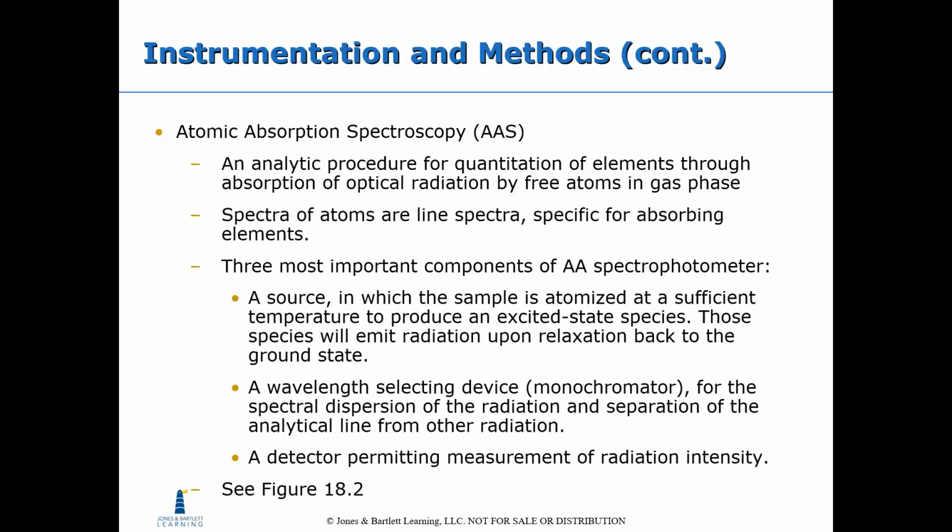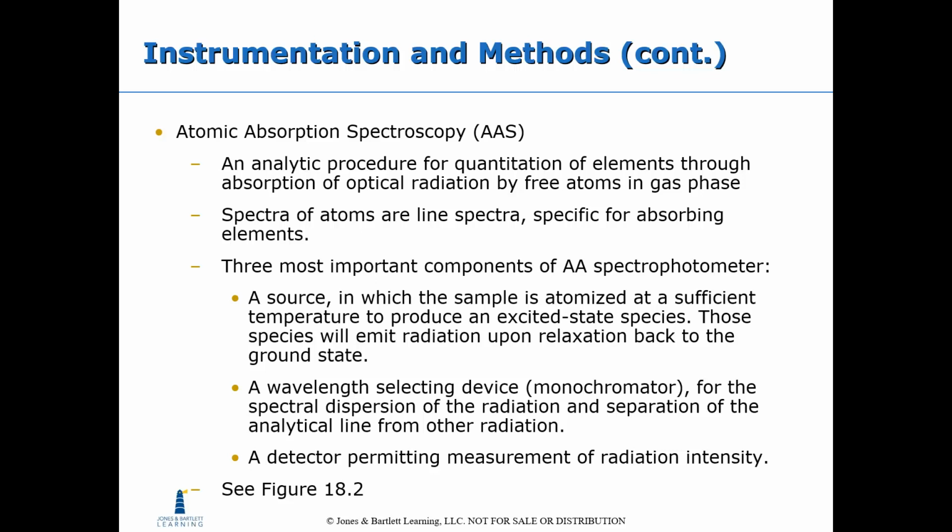Atomic absorption spectroscopy, an analytic procedure for quantitation of elements through absorption of optical radiation by free atoms in the gas phase. Spectra of atoms are line spectra, specific for absorbing elements. Three most important components of an AA spectrophotometer: a source in which a sample is atomized at a sufficient temperature to produce an excited state species. Those species will emit radiation upon relaxation back to the ground state.